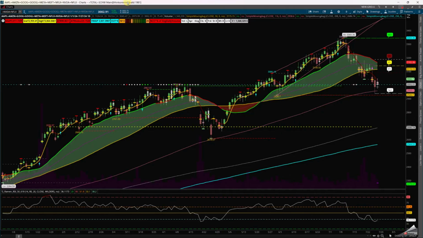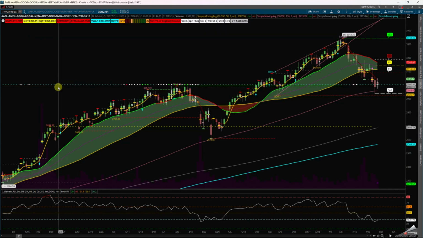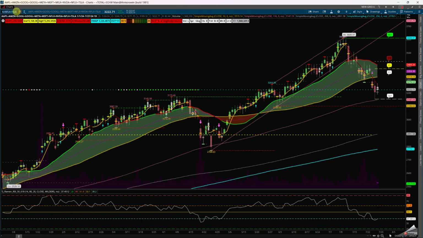Let's go one by one. Here I got Apple, Amazon, Google, Meta, Microsoft, Netflix, NVDA, as well as Tesla. I left Tesla here by accident, so what we're going to do is add Tesla to this pile, plus TSLA. This was my mistake on my end.